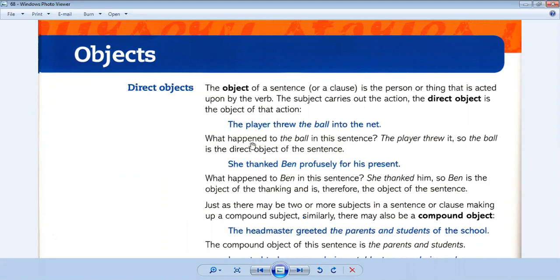We can relate that the player had the effect over the ball directly. What was the effect? He threw it. That was the action. So as it says here, what happened to the ball in the sentence? The player threw it. So the ball is the direct object of the sentence. I want you to read the sentence again, please.